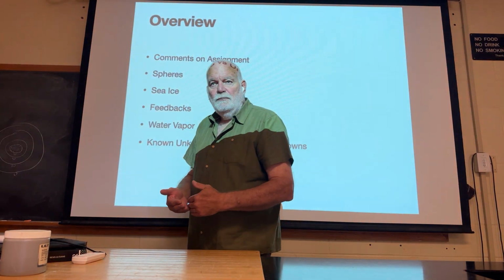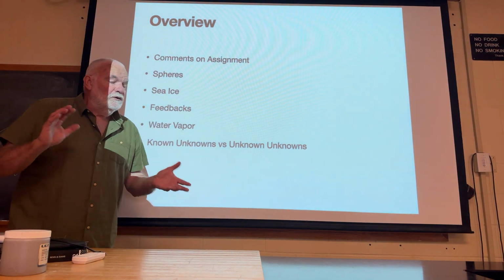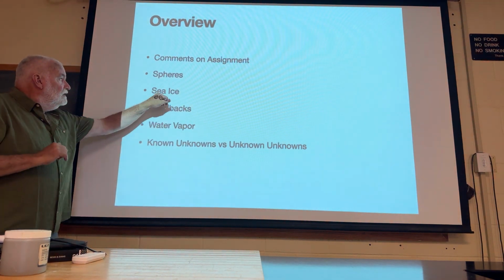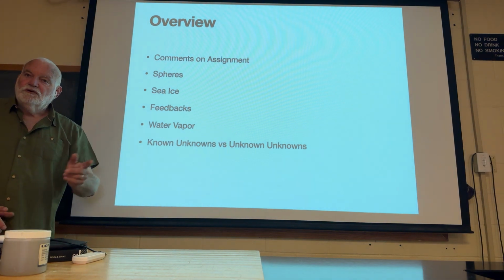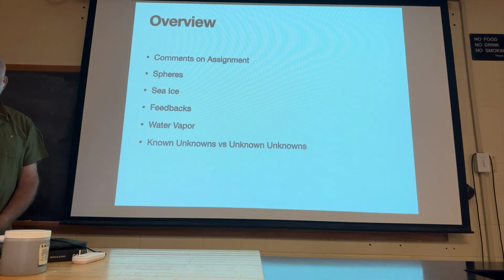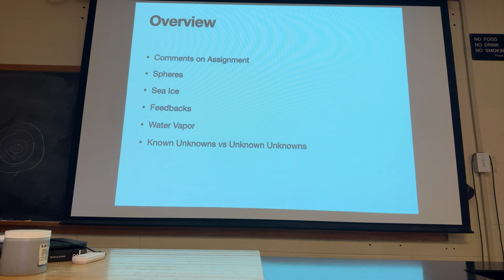So let's dive into this, which means basically I'll comment on the assignments today. I'll introduce some new topics, one called spheres, the notion that the Earth is a complex place. I'm going to talk specifically about something called sea ice, because it's an example of what we call feedbacks. Feedbacks are one of the reasons that this whole problem is not as simple as the algebra that we did. We'll talk about water vapor as an important greenhouse gas. We've already said that it was the one that has the most effect.